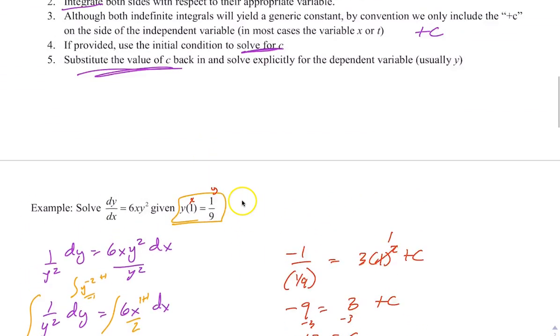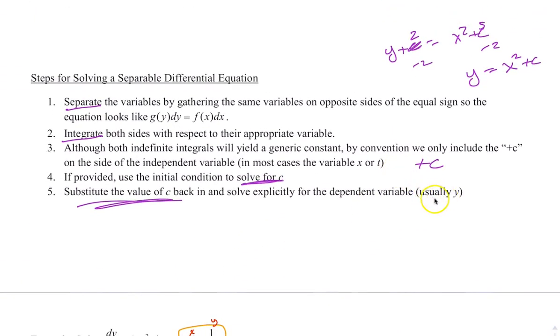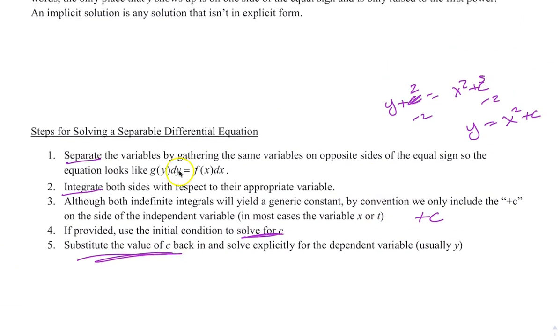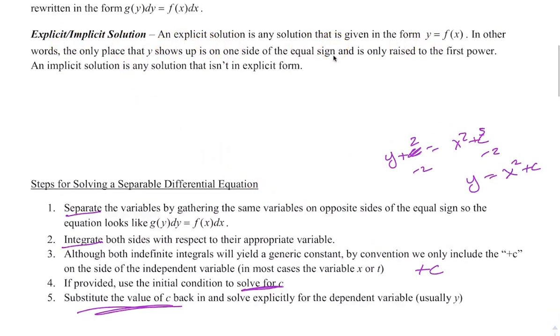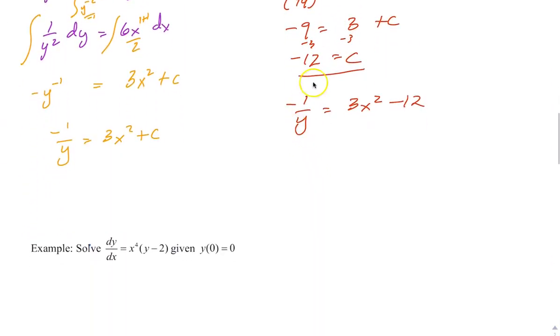Remember the last part was get y by itself. I didn't read that part. I should have. Get y by itself. We all want to get y by itself. What am I looking for? We want an explicit solution. That's what I'm looking for. Explicit solution. So we want to get the y by itself. So this is not good.